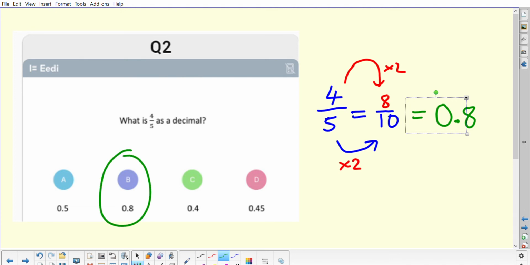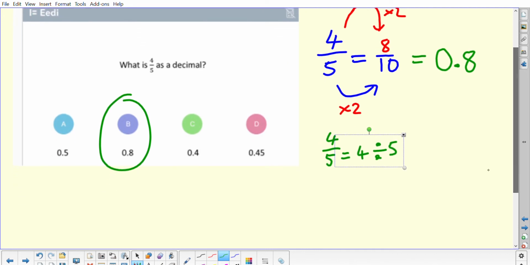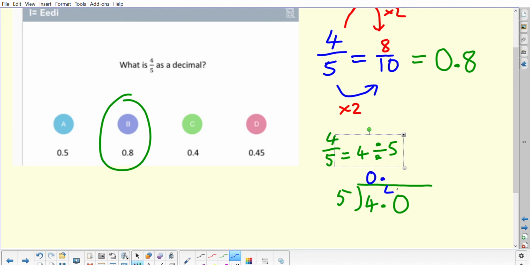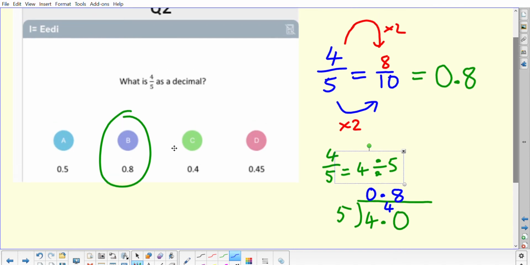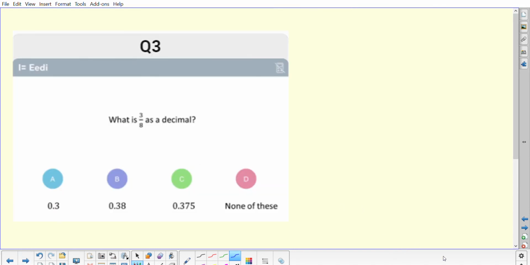The alternative to that is to see that 4 over 5 is the same thing as 4 divided by 5, and that would mean you could do this as 5 into 4 point, and as many zeros as you think you might need, but 5 doesn't go into 4, so you would carry the 4 over, and then you get 5 into 40, which is 8, so you get the 0.8 that way. So either of those ways, perfectly acceptable to work out your answer for that.